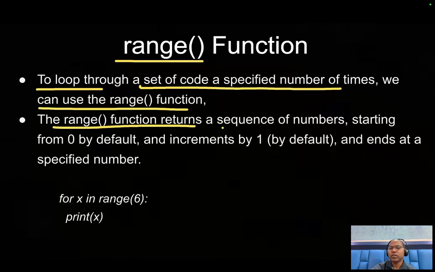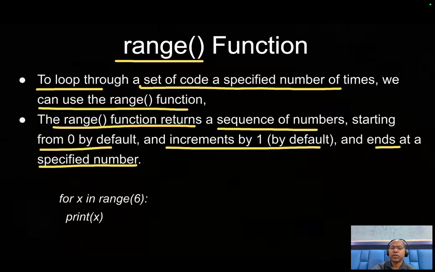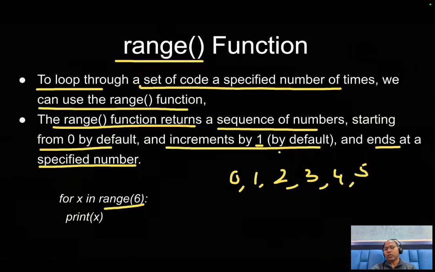The range function returns a sequence of numbers, starting from 0 by default, incremented by 1 by default, and ending at the specified number. So say range 6. Whenever you say range 6, it starts from 0 and the next numbers are generated by incrementing by 1: 1, then 2, then 3, then 4, then 5. It returns numbers until the limit you specified, 6.